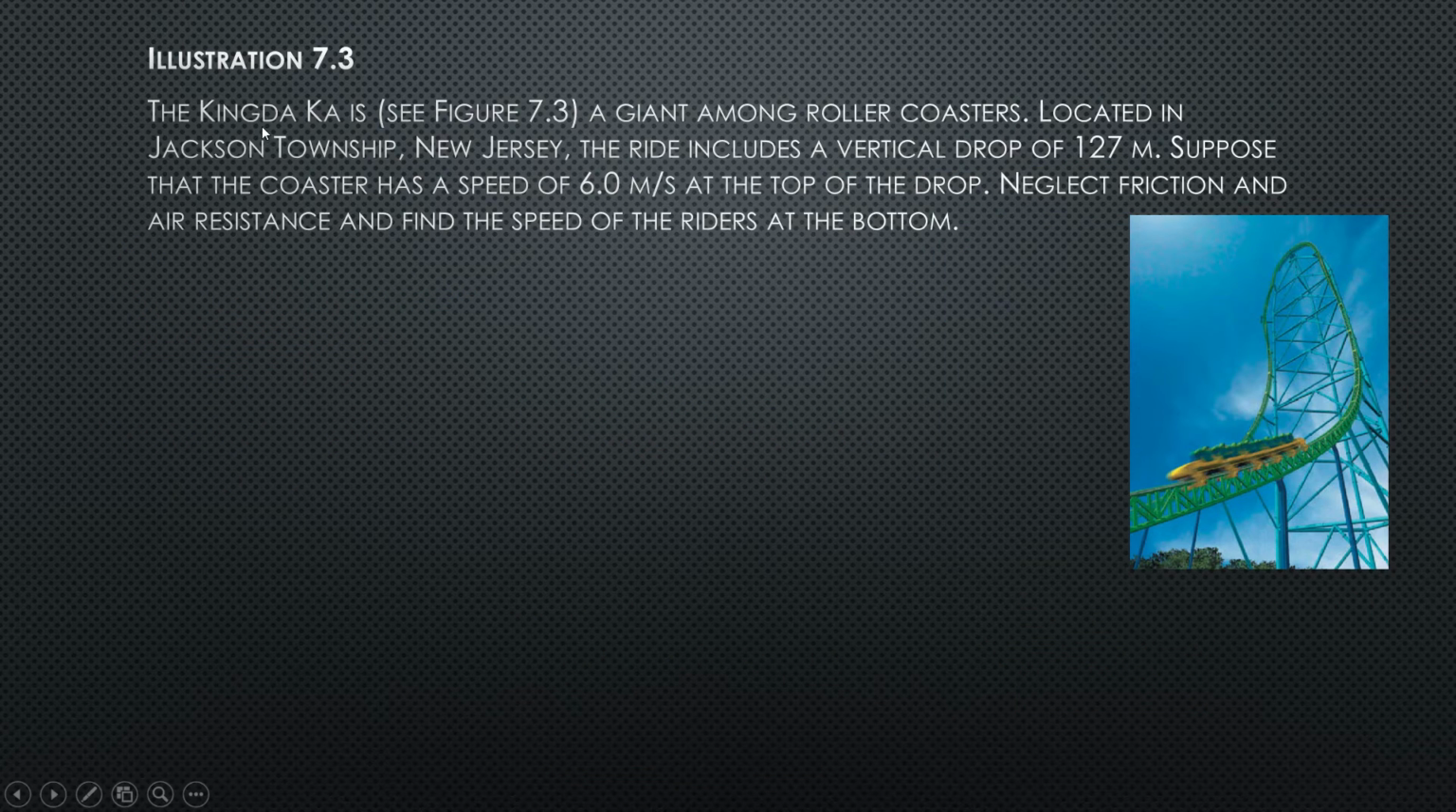So next problem, illustration 7.3. The Kingda Ka is a giant among roller coasters. As shown in the figure, the roller coaster, located in Jackson Township, New Jersey, includes a vertical drop of 127 meters. Suppose that the coaster has a speed of 6 meters per second at the top of the drop. Neglect friction and air resistance and find the speed of the riders at the bottom.